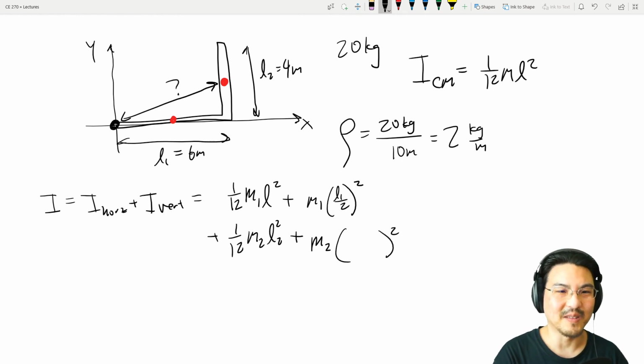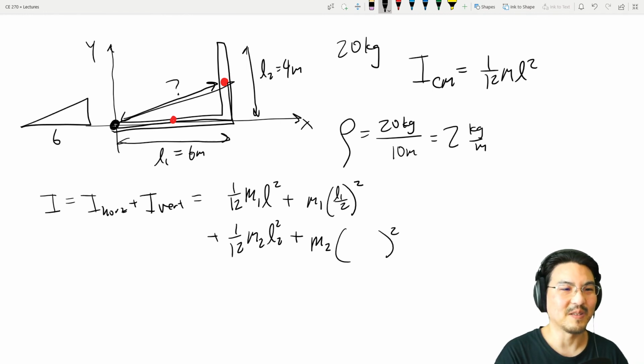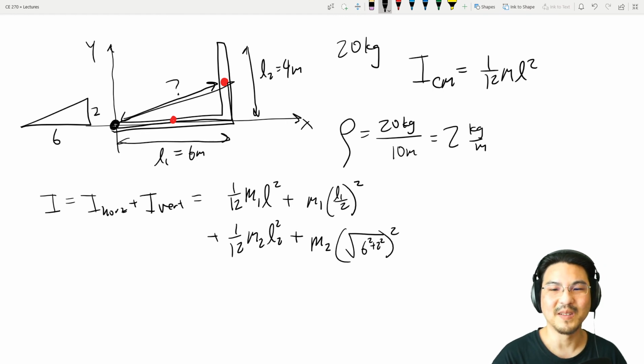So how far is this? Just look at this triangle. 6 over here, halfway up, 2 over here. So the square root of 6 squared plus 2 squared. And see how there's the square root and the square. I'll just leave it like that.